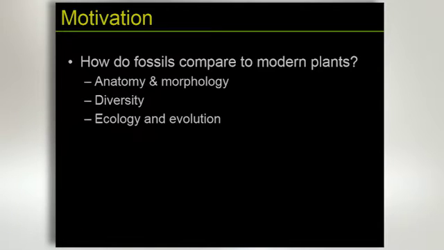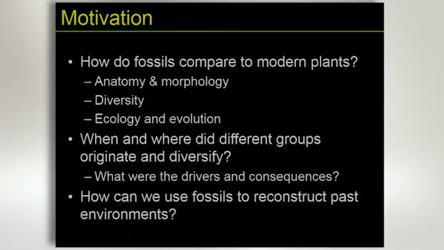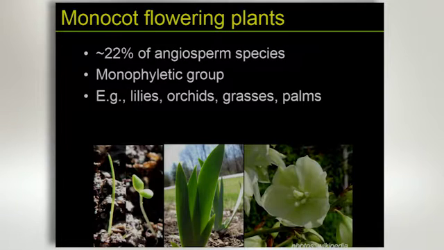So a lot of my work is motivated by this kind of stuff. So how do fossils compare to the modern plants? We can look at anatomy and morphology, we can look at diversity, ecology, and evolution. When and where did different groups originate and diversify, and what were the drivers of those and the consequences? And then how can we use fossils to reconstruct past environments? So most of this talk is just going to focus on this first part, but I've got a couple of short examples for the other two.